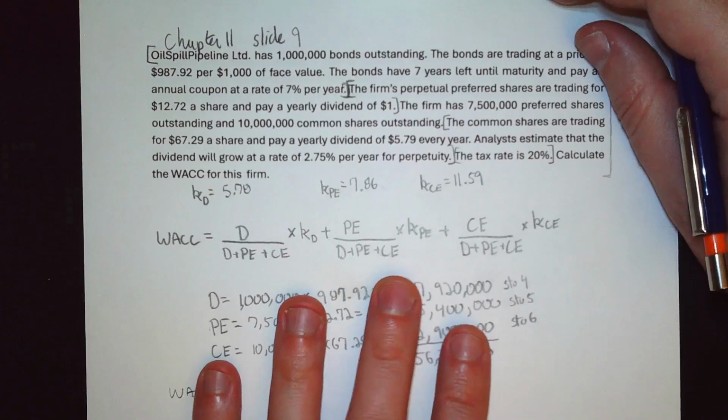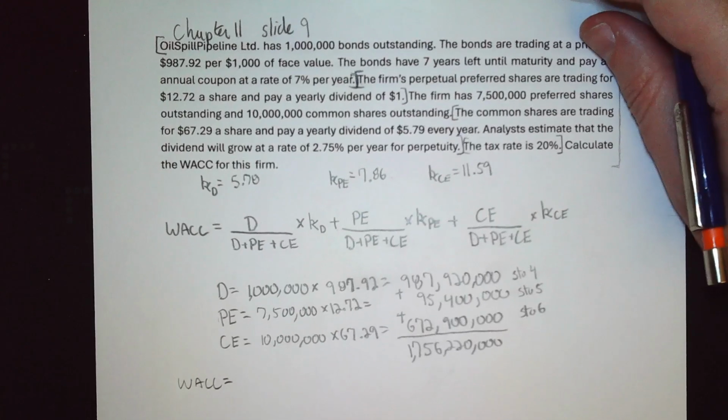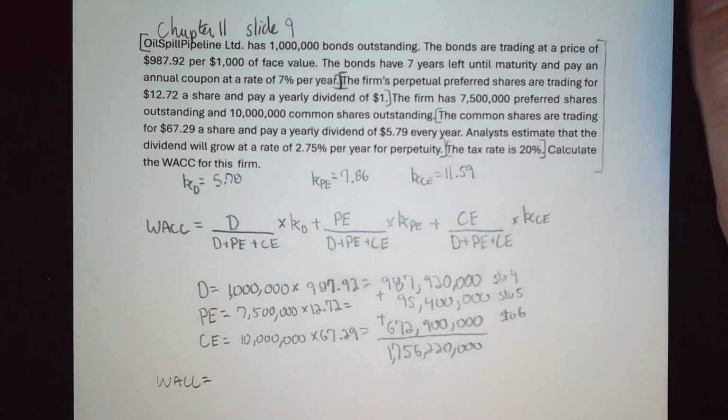If you're doing the wrong thing, I can take all of your points away, but please submit work, show me what you did. You can get some partial points for that.